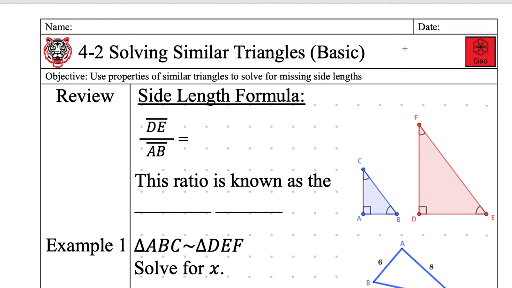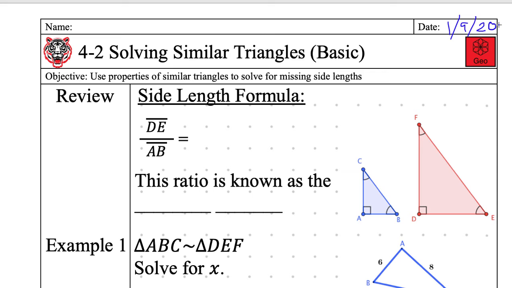Thank you. All right, so today is Thursday, January 9th, 2020. Make sure your name and date are on your notes. Yeah, so solving similar triangles. We are doing the easy version today. Tomorrow is going to be the hard version. So let's make sure that we definitely get a firm foundation today.